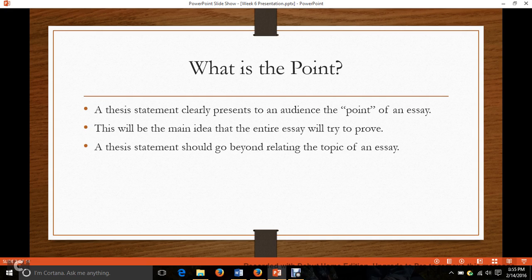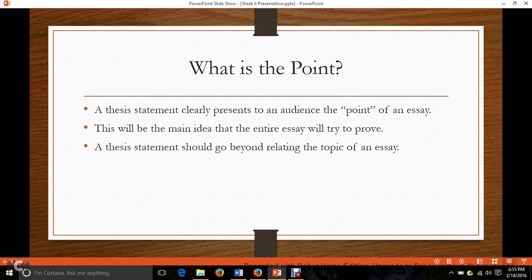So, what is a thesis statement? A thesis statement clearly presents to an audience the point of an essay. So, the purpose, the point, what you're going to talk about. And this is the main idea that the entire essay is going to work to prove. So, it's kind of like the statement that you are going to base everything else off of.